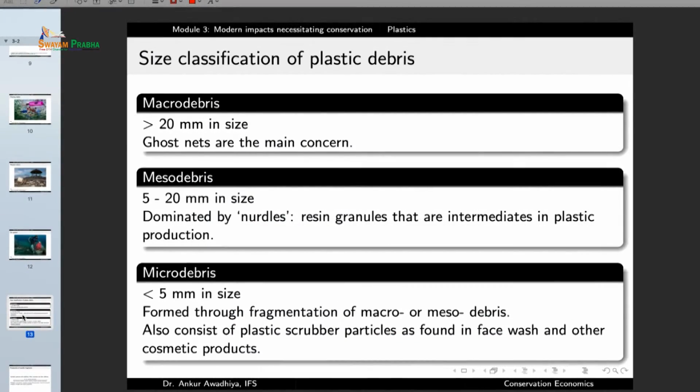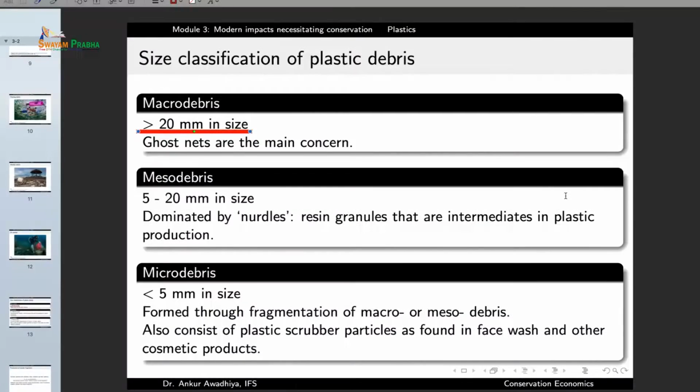Now, plastics are classified on the basis of their size into three categories. We have macro debris, we have meso debris, and we have the micro debris. Macro means big in size. So any plastic that is greater than 20 millimeter in size, we'll call it a macro debris. So 20 millimeter is 2 centimeters. So anything that is more than this big, we'll call it a macro debris. Ghost nets amongst these are a major concern, and we'll have a look at ghost nets in a short while.